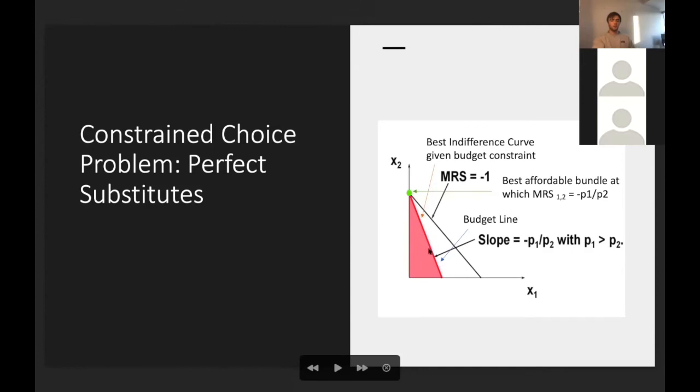Or if the slope of this is a little bit greater, we're going to see it intersect on the good 1 axis as well. And in this case, you're just going to buy all of good 2 as opposed to buying all of good 1. You're not buying both goods in some sort of combination. You're just buying one good or the other in perfect substitutes.